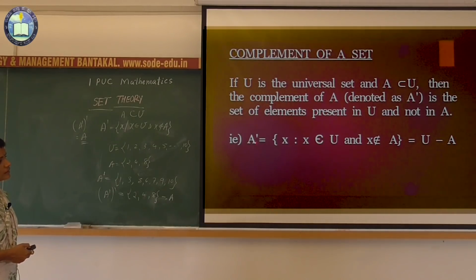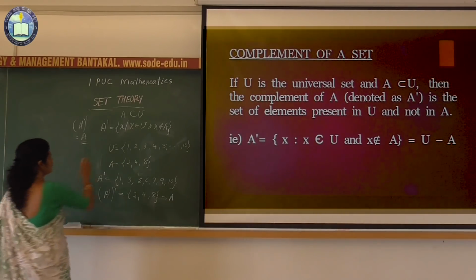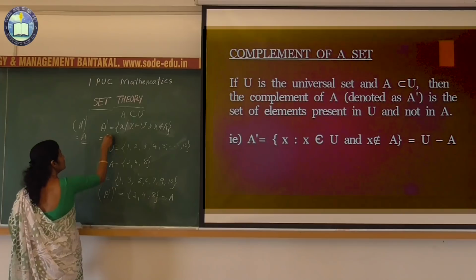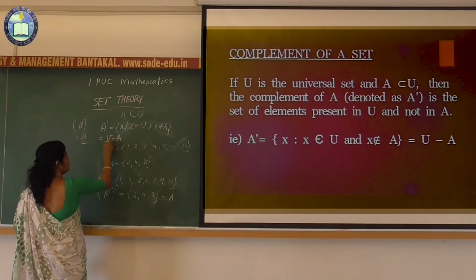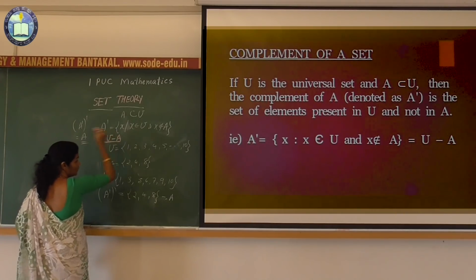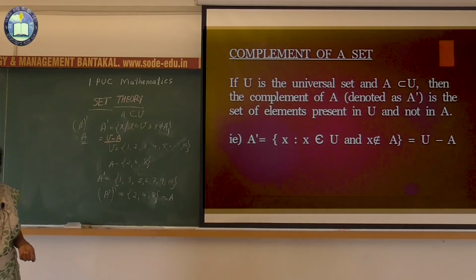See, this is a statement. A dash equals a set containing X such that X belongs to U and X does not belong to A. So you can write this A dash as U minus A. It is there in U, not in A. It is U minus A.